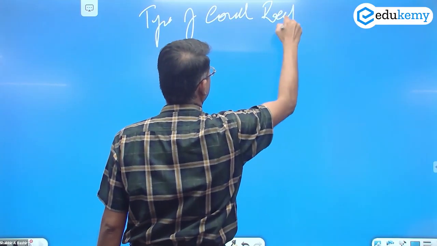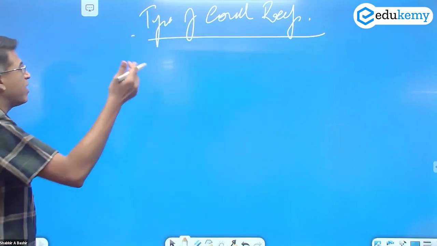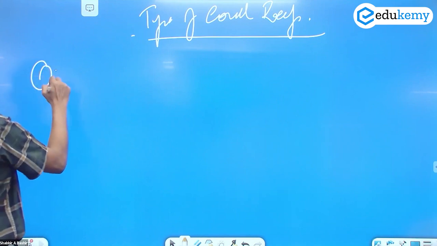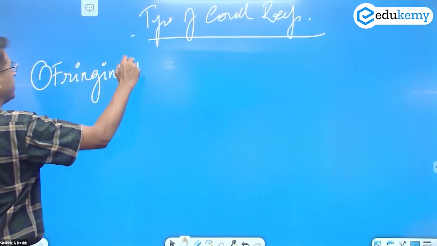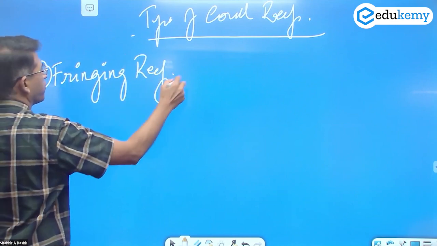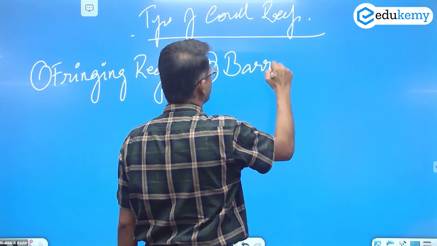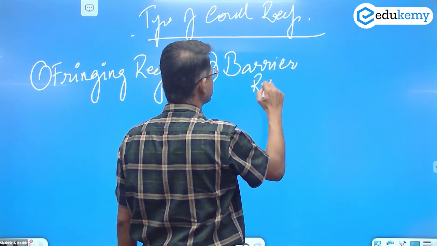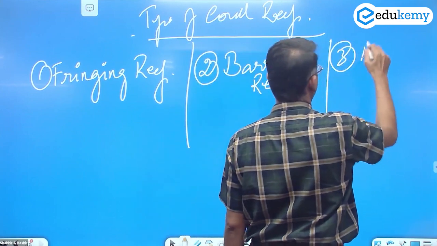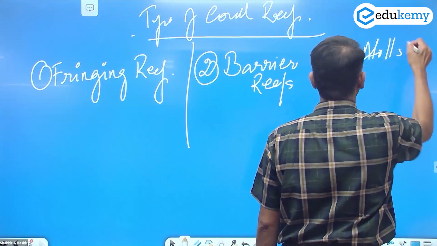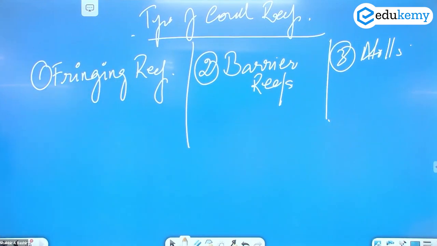Reefs, the types of coral reefs. तीन तरह के reefs होते हैं broadly, but we have more types. One is called the fringing reef. We have barrier reefs, and we have atolls. ये तीन broad categories हैं. Fringing reefs, barrier reefs, atolls.